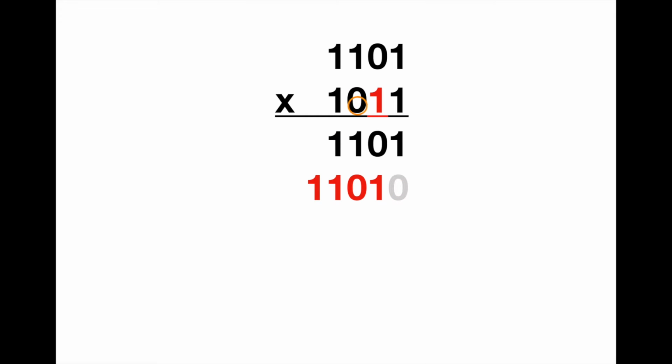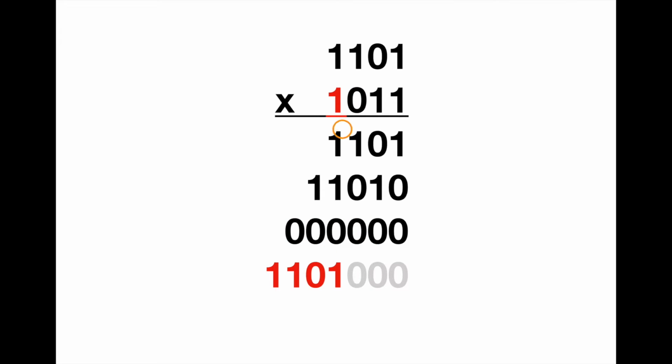And the third digit is 0. 0 times anything gives you zeros. So this will give you 4 zeros, and since this is in the third place, we put 2 zeros in the front as a placeholder. And last, it's 1 times 1101 again. And because this one is at the fourth place, we put 3 zeros in the front. So this will give you this line.